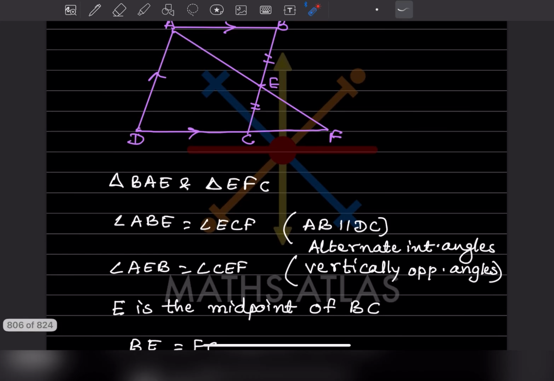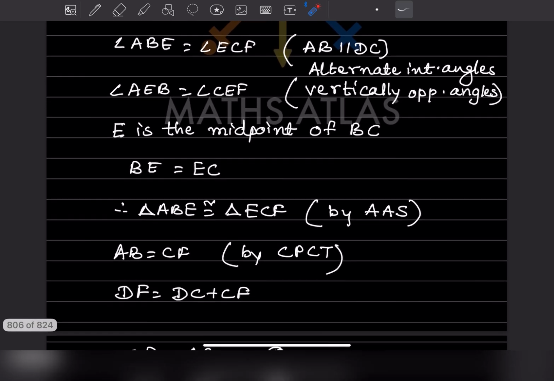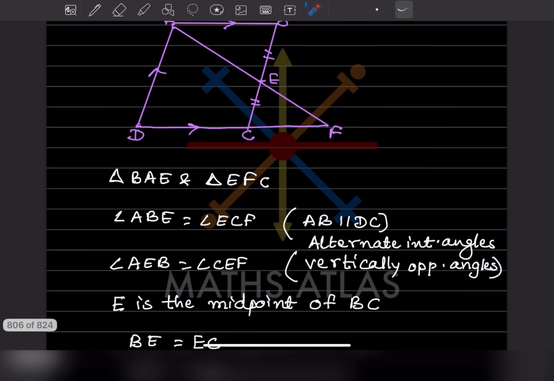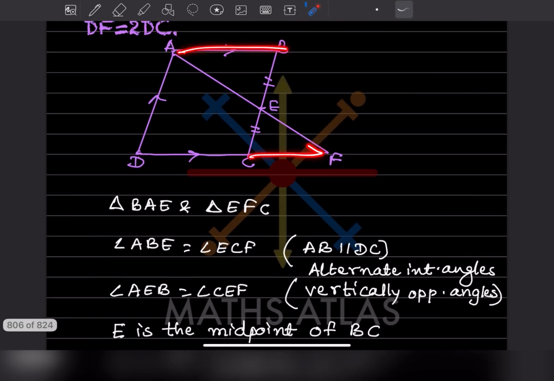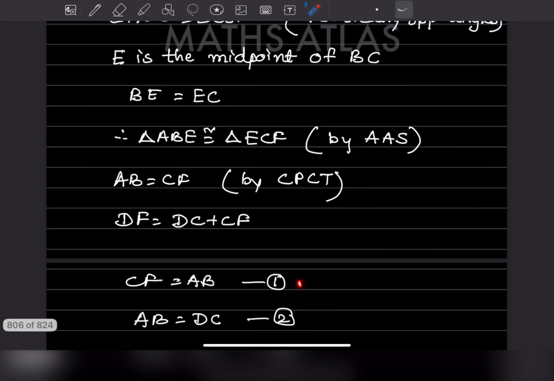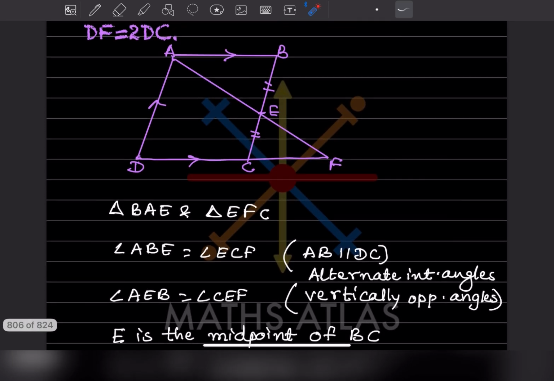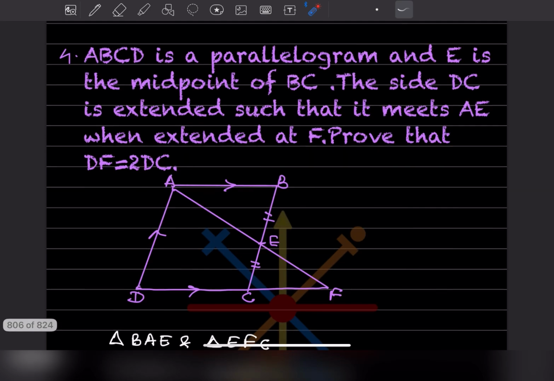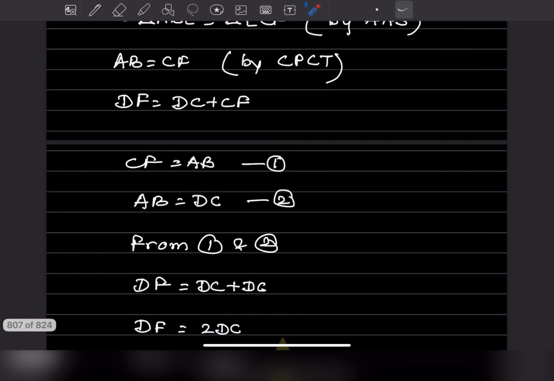now this DF will be DC plus CF. So we can write here DF is equal to DC plus CF. And again, CF is also equal to AB, and AB is equal to DC. So that is already what they said: the side DC is extended and E is the midpoint of BC. So we can see AB is equal to CF and AB is equal to DC. So these two equations are important.